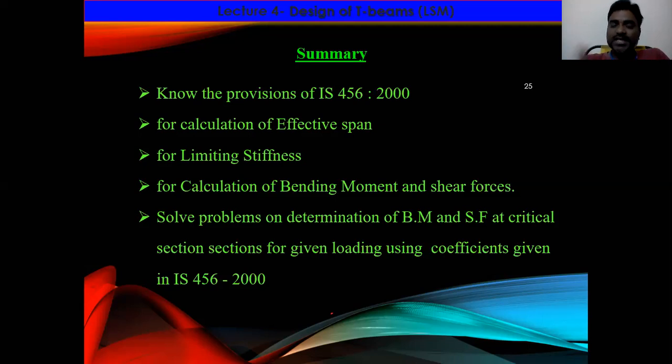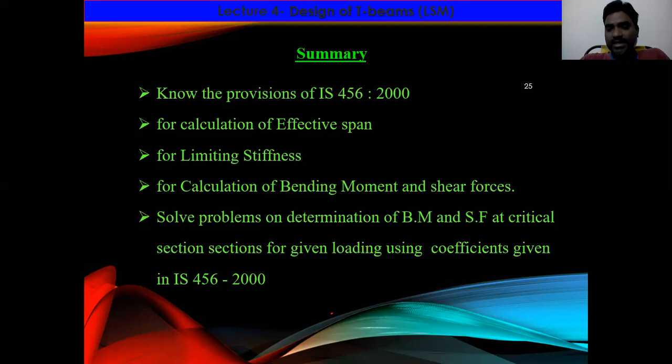If it is satisfied, then only this method is applicable. If it is not satisfied, this method is not applicable. You need to go for another method, right? And we solved one example problem on how to determine the maximum shear force and bending moment based upon the IS 456 method.